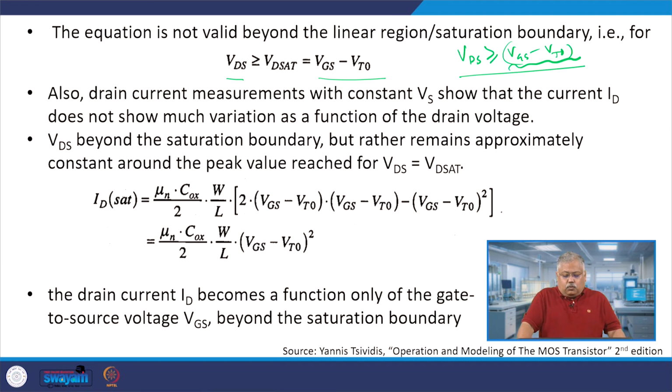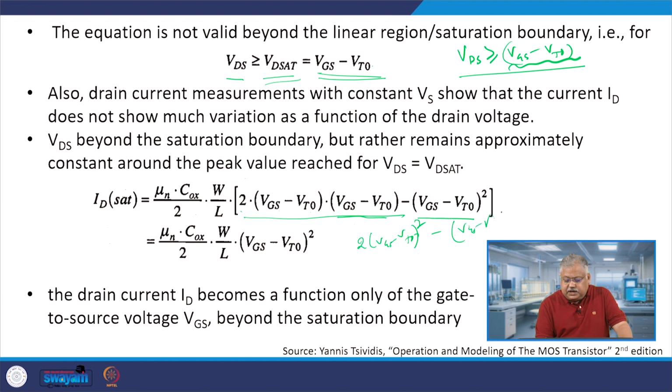Now let us look at what happens if we enter into the saturation region. Saturation means where VDS is greater than VGS minus VTH. Now if you take VDS equal to VDSat, VDSat is the value of the voltage where VGS equals VT0. If you do a small amount of manipulation and put this value in place of VDS, I get VDS and VDS square. So it is 2 times (VGS minus VT0) whole square minus 1 times (VGS minus VT0) whole square. If you subtract, you get this.